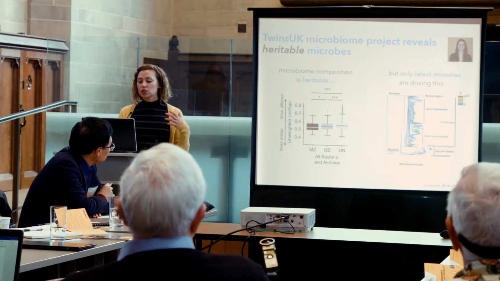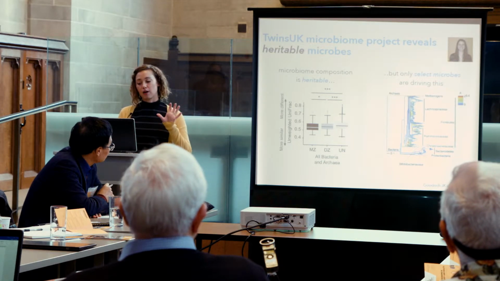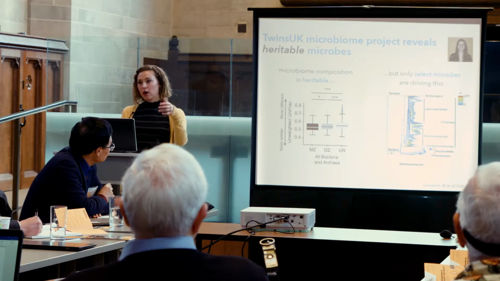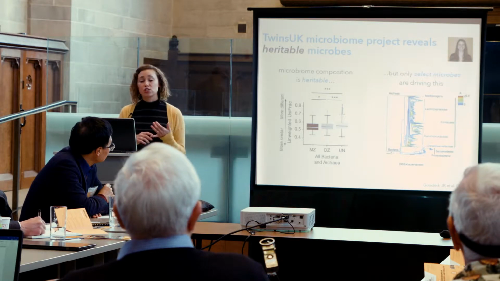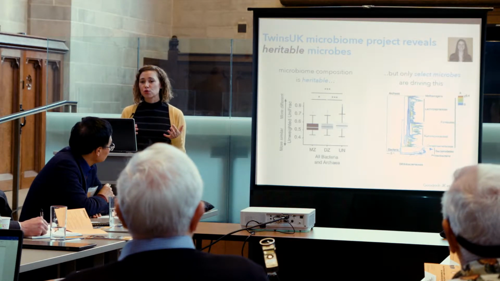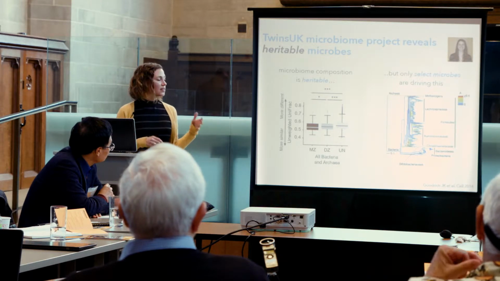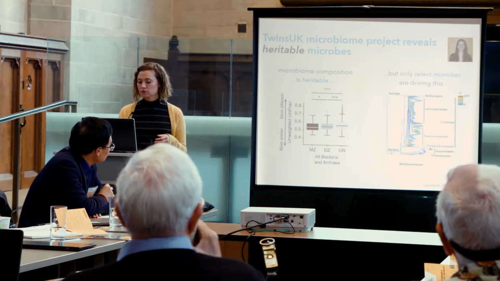And importantly, when she digs down into the specific taxa that might be driving this, it's clear that it's not all taxa in the microbiome, but only certain taxa are heritable. And so these are things like Christensenellaceae, which is the most heritable taxa, and other Firmicutes. Things like Bacteroides typically are not very heritable, at least not in the UK population.